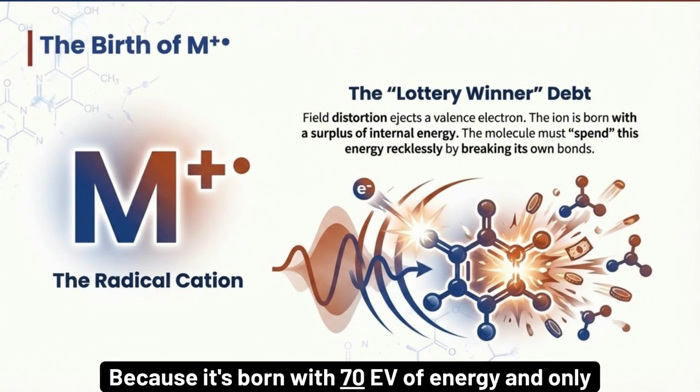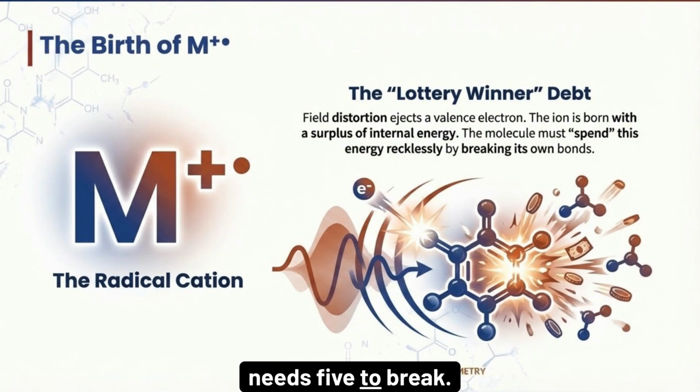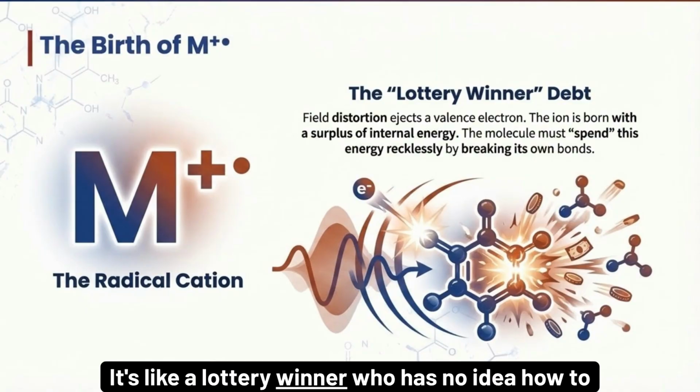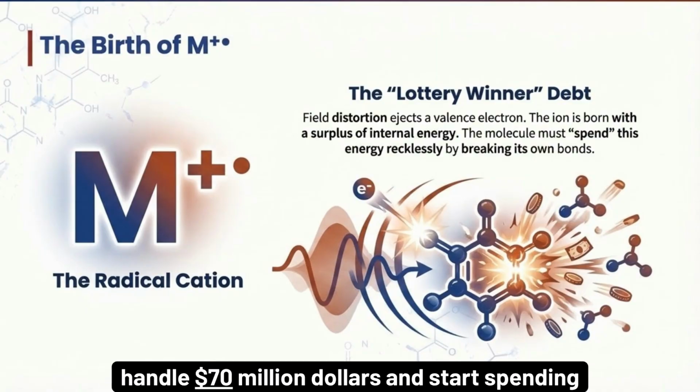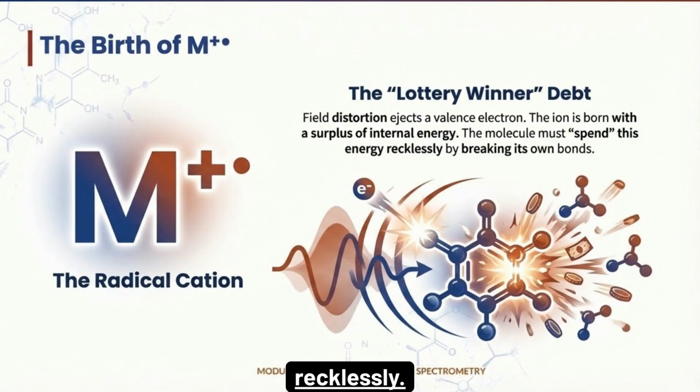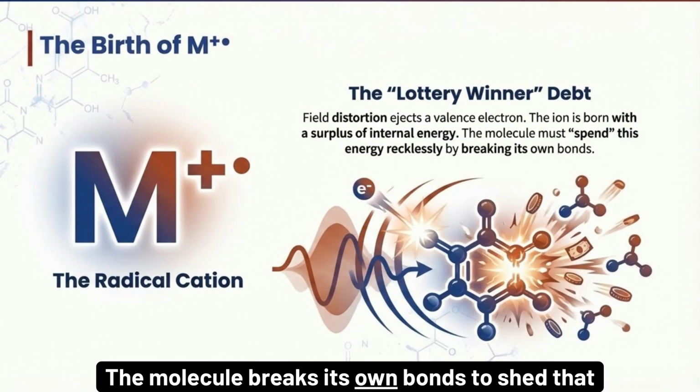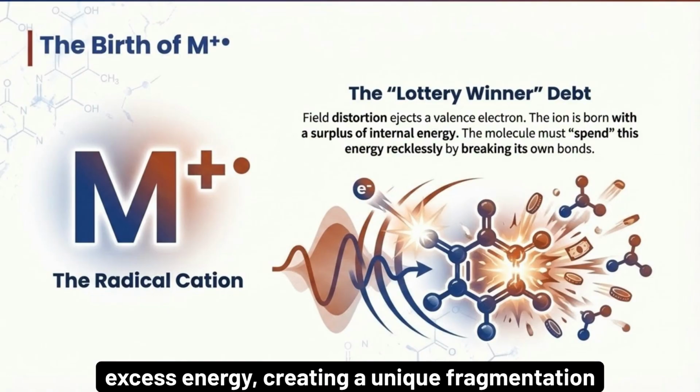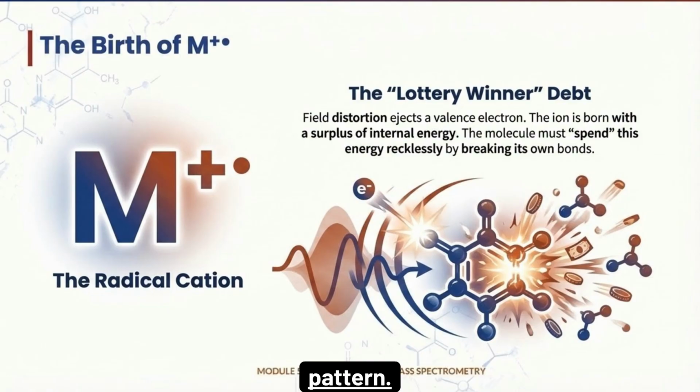Because it's born with 70 eV of energy and only needs 5 to break, it's like a lottery winner who has no idea how to handle $70 million and starts spending recklessly. The molecule breaks its own bonds to shed that excess energy, creating a unique fragmentation pattern.